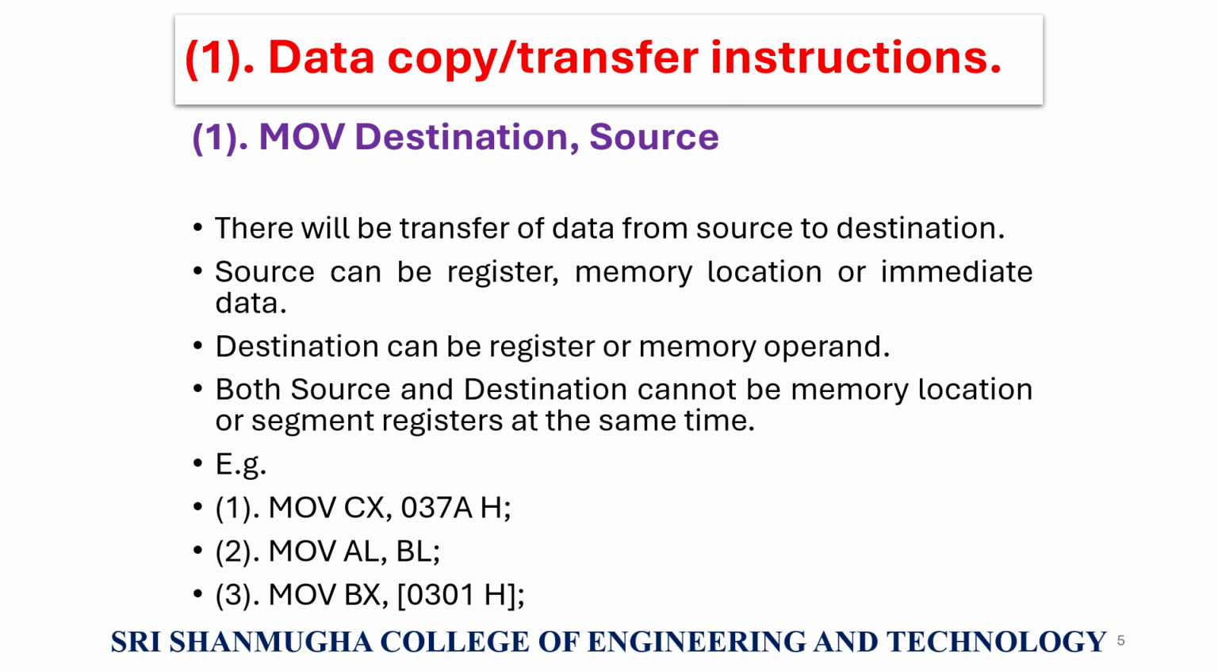The source may be immediate data, or a register content, or it may refer to a memory location. In the case of the destination, it should be a register, or it may be a memory operand. Both source and destination cannot be memory locations, which means you cannot transfer data from one memory location to another memory location directly. If you want to do so, you have to copy it to a register, and then from the register you can write it back to the next memory location.